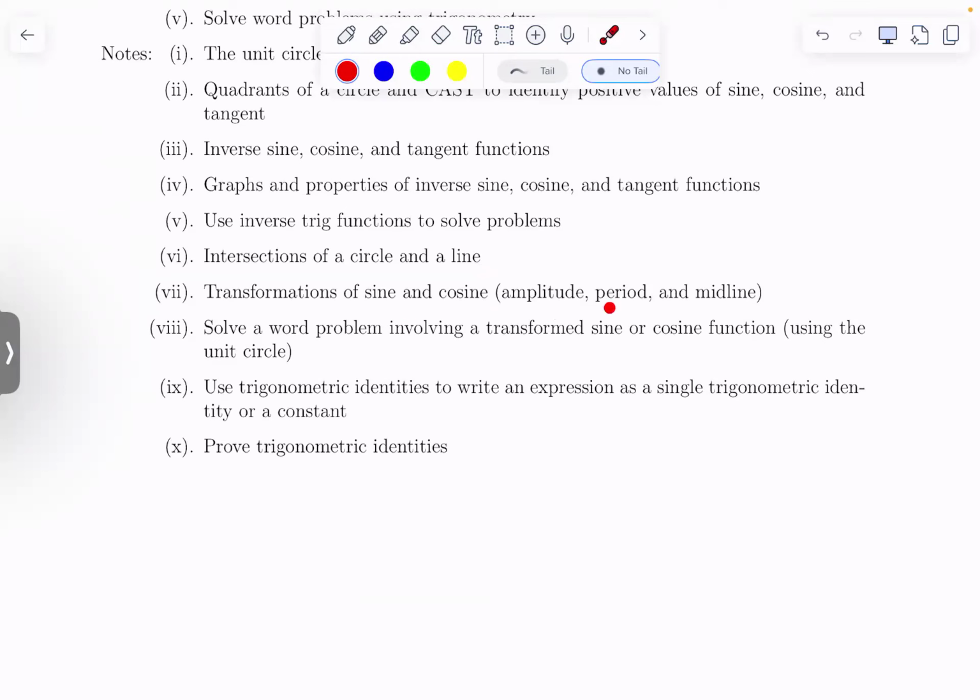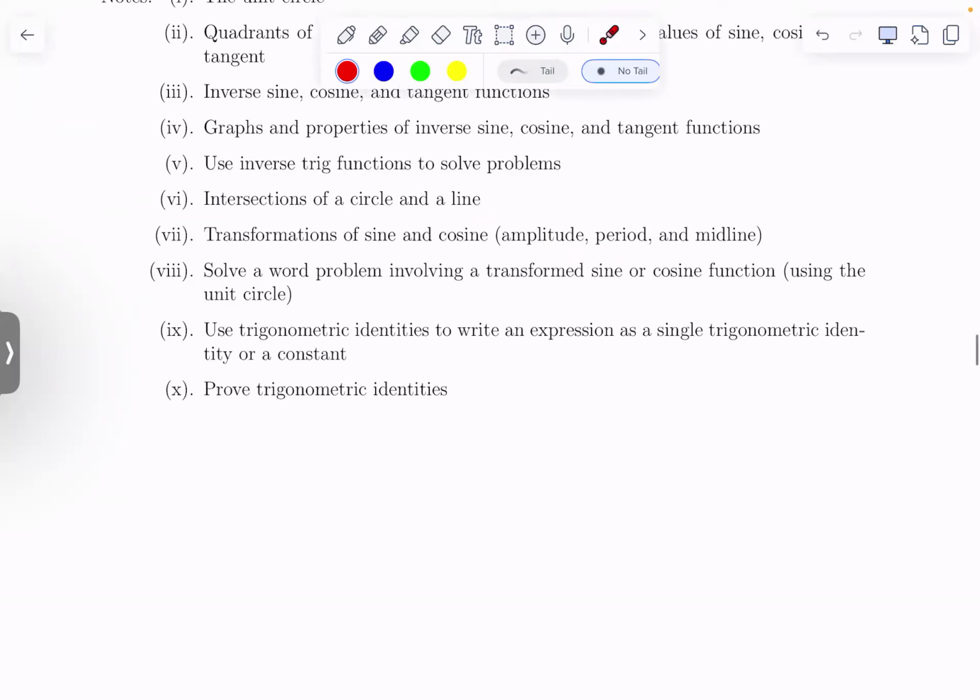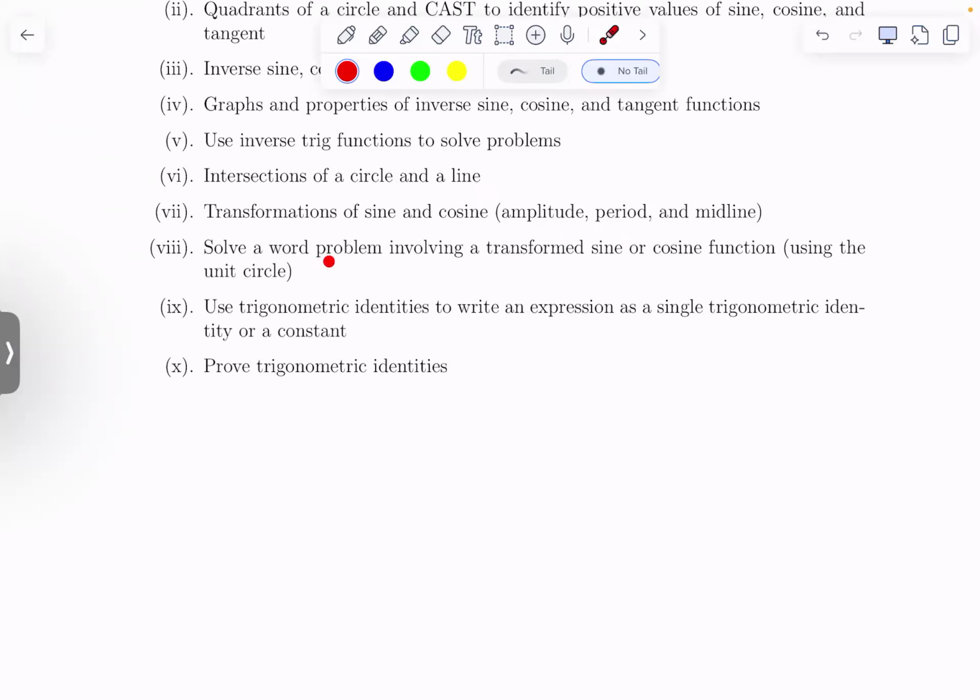Transformations, amplitude, period, and midline. Now that's on your formula sheet, right? So if I give you a function, you need to be able to map that back to the amplitude, period, and midline. Solve a word problem involving a transformed sine or cosine function. We had a couple, most notably the tide question, where the boat needs a depth of 9 feet, right? And so when can it dock?